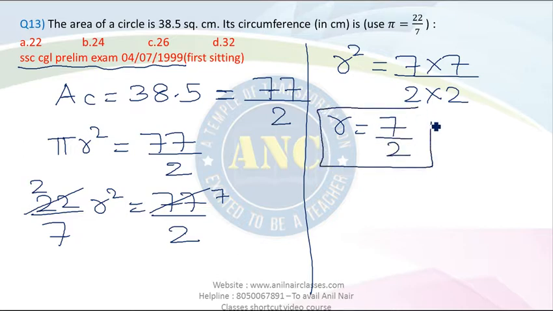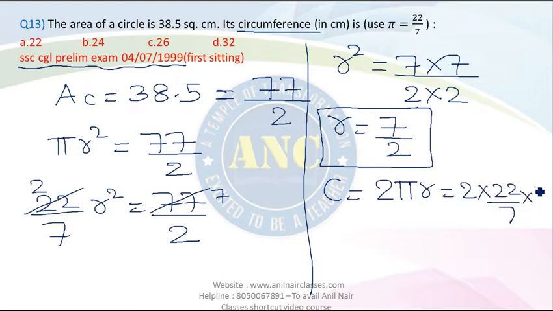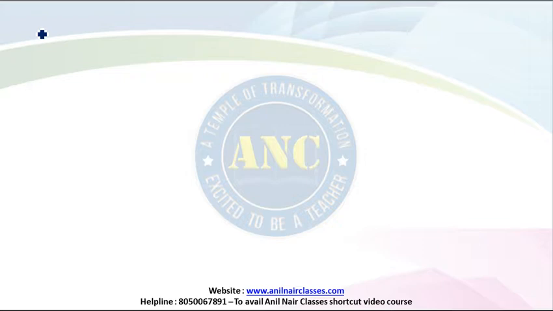I got the value of r, but I need circumference. Circumference of the circle is 2 pi r. This is 2 into 22 by 7 into r, which is 7 by 2. 7 cancels, 2 cancels. Circumference is 22 centimeters, which is nothing but option A. These are all very easy questions, sir.